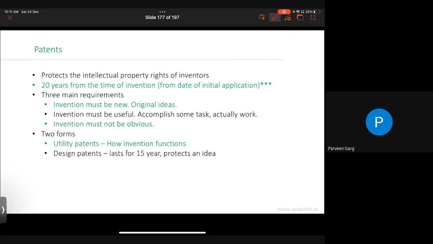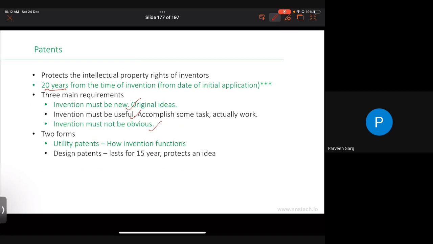And patents are to protect the intellectual property rights of inventors. People who are in the profession of inventing something, patents protect that. It provides protection for 20 years. Remember this, it is important. It has to be a new idea, it has to be useful, and it should not be obvious. If I created a pond which stores water, it cannot be patented because ponds store water. But if I created a pond which can store water and never gets evaporated because of its design, then it can become a patent.